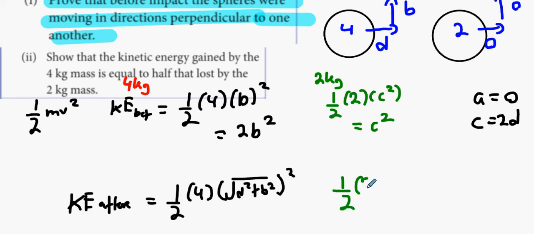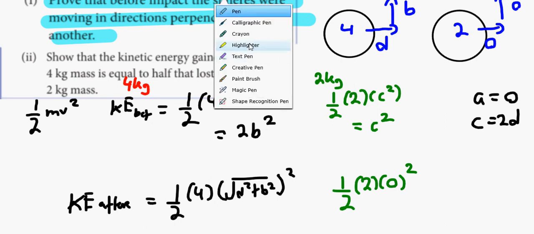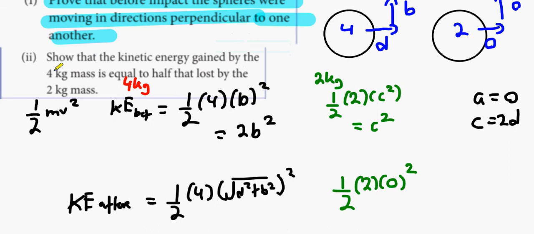The kinetic energy of the 2 kilogram particle after collision is going to be a half. Oh, it's gone. Isn't that right? It's not moving, is it? The 2 kilogram particle is not moving. It has no velocity left. Okay. Now, what we're going to have to do is compare the 4 kilo. How much did it gain? Okay, is what we're looking at.